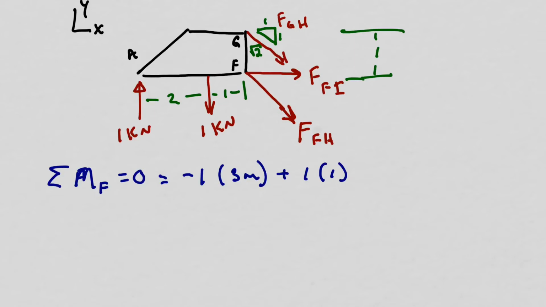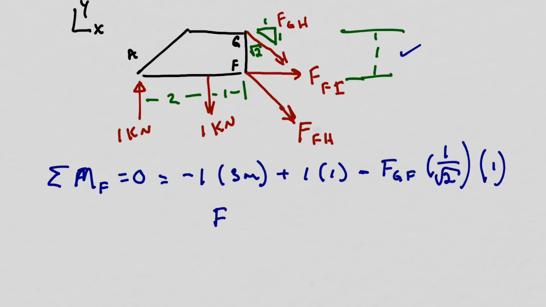That component is FGF times 1 over the square root of 2. And that will cause a negative moment, and its moment arm is this 1. This we can then solve real easily for FGF, and that will come out to a negative 2.828 kilonewtons.